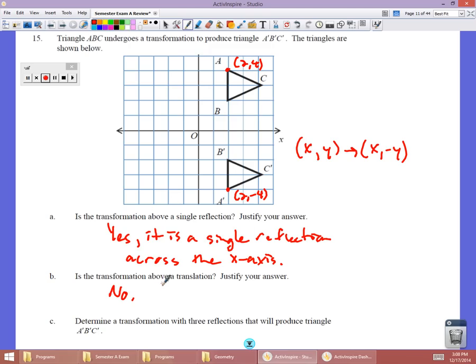So we would write no, and something along the lines of points A, B, and C do not translate to A prime, B prime, and C prime.